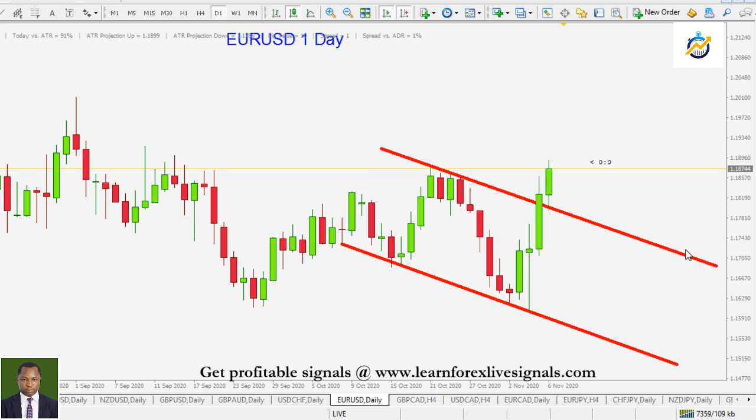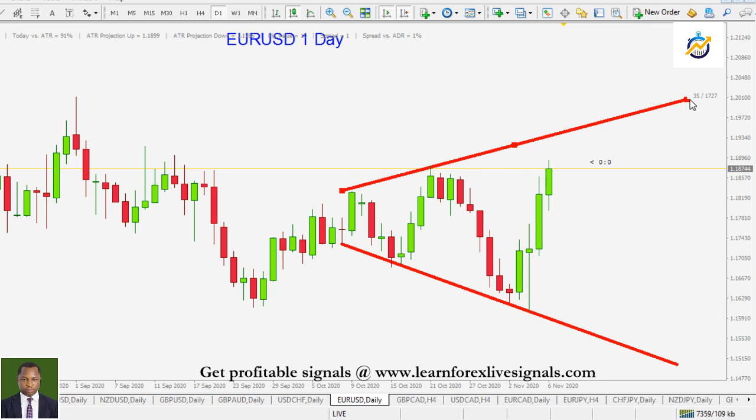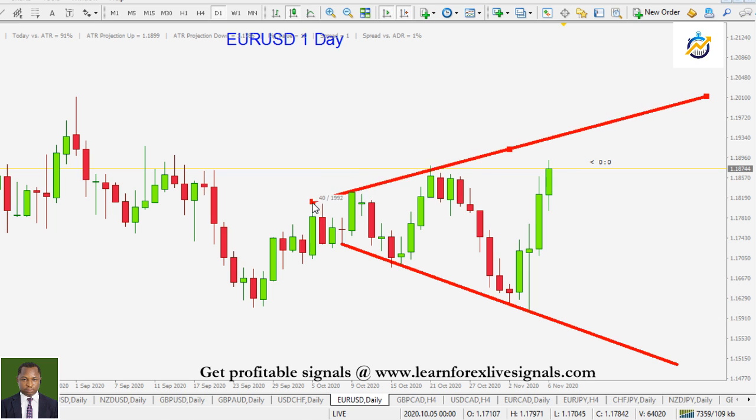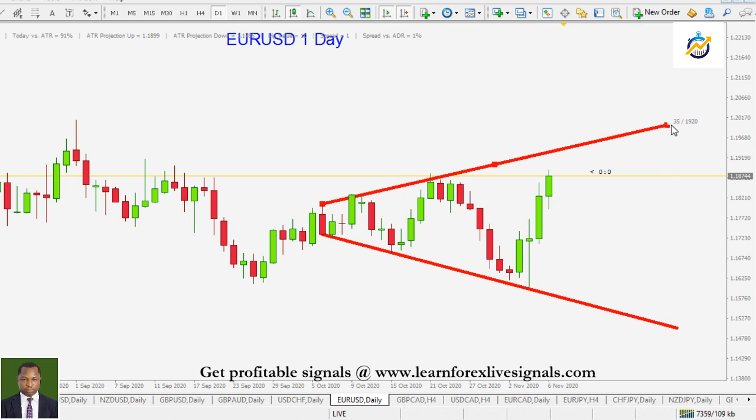So we are just simply going to readjust this to something like that. All right, so we may be having this. Maybe an expanding triangle, just like we have seen in the American dollar against the Swiss franc.